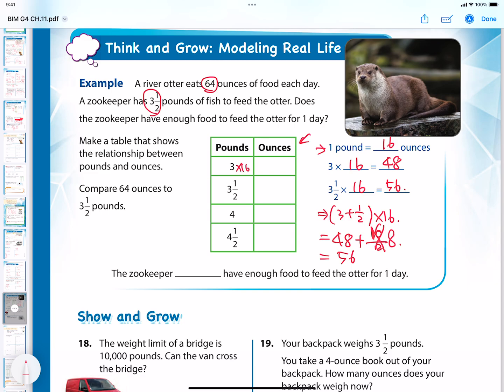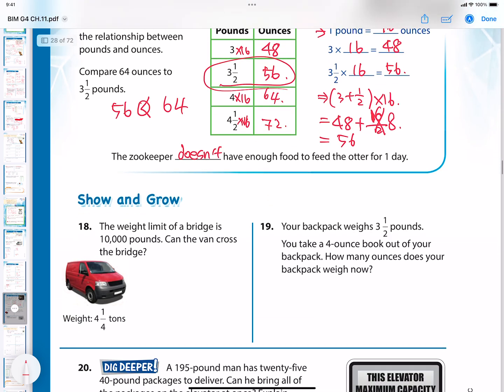3 times 16 is, we did it, 48. And 3.5 is what? 56. And 4 is going to be 4 times 16, which is going to be 64. And then 4.5 will be what? 72. Okay. So the zookeeper has only 56, but the otter needs what? 64 ounces. So 56, 64. So the zookeeper does not have enough food to feed the otter for 1 day.